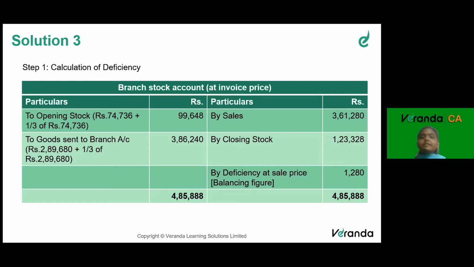Stock is at invoice price, whatever has been sent to the branch is at invoice price, sales, closing stock, of course. But still there is a deficiency. So it means he has sold something at a lesser price. The credit side is not in line with the debit side. That's the deficiency which he has made at selling price, which is ultimately a balancing figure. That's the way to find out; there is no other way. So you have found out what deficiency is made, and you're going to charge him 25% for this.